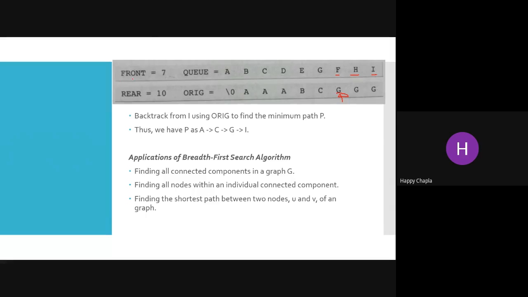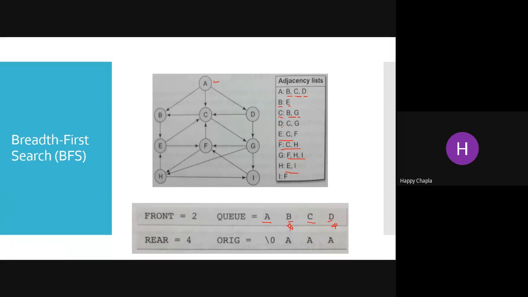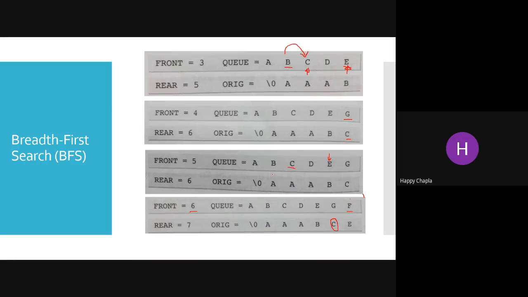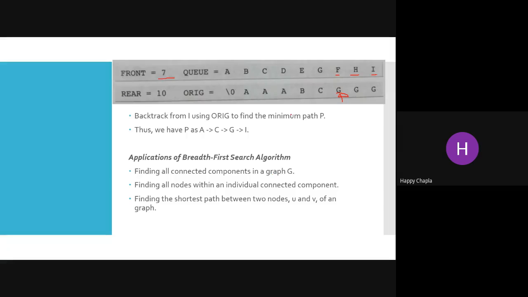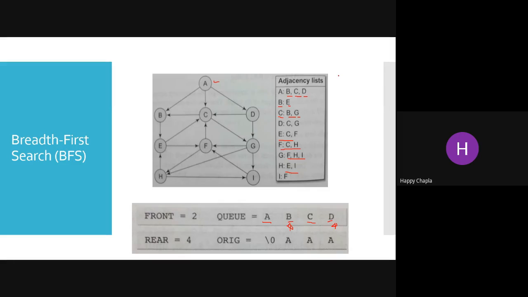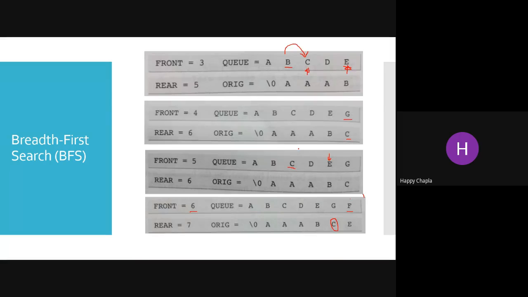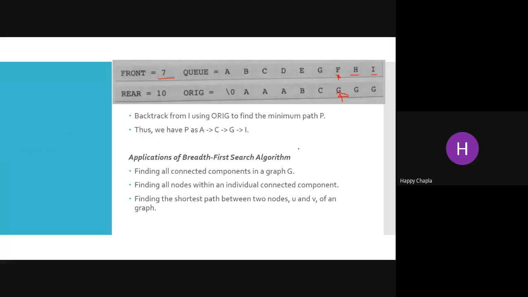Okay, so now my front is equal to 7. This is my 7: 1, 2, 3, 4, 5, 6, and 7. This one. Now check the adjacency nodes of F. This is C and H. So repeated, no need to make the entry.